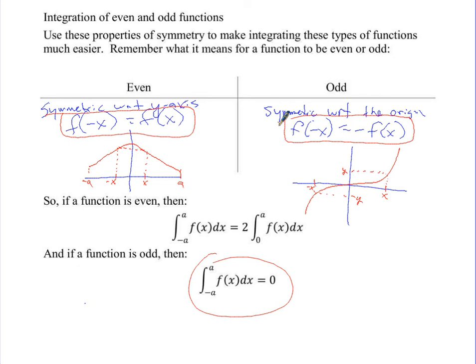Notice that the process is the same for both. In order to determine if a function is even or odd, you're going to substitute in negative x into the function. Simplify it down. If you wind up with exactly what you started with, then it's even. If you wind up with exactly the negative of what you started with, then it's odd. If you don't wind up with either of those, then it's neither, and you would have to evaluate it as normal.